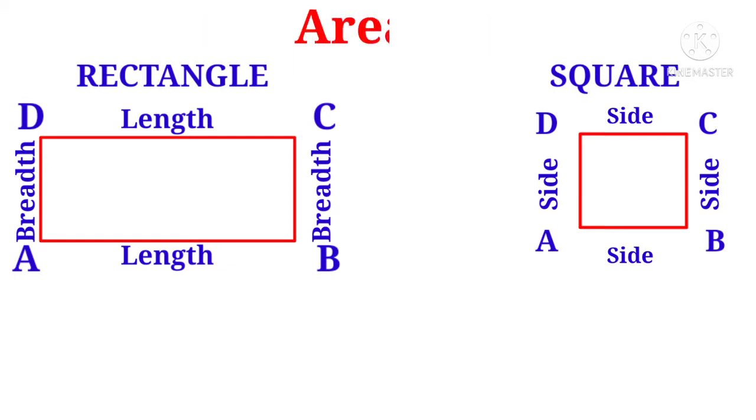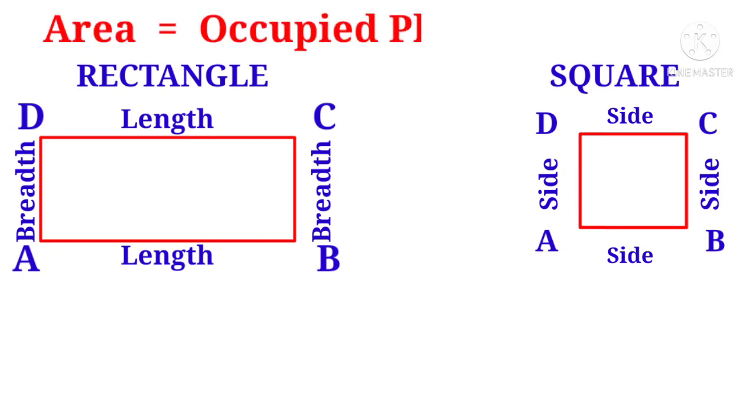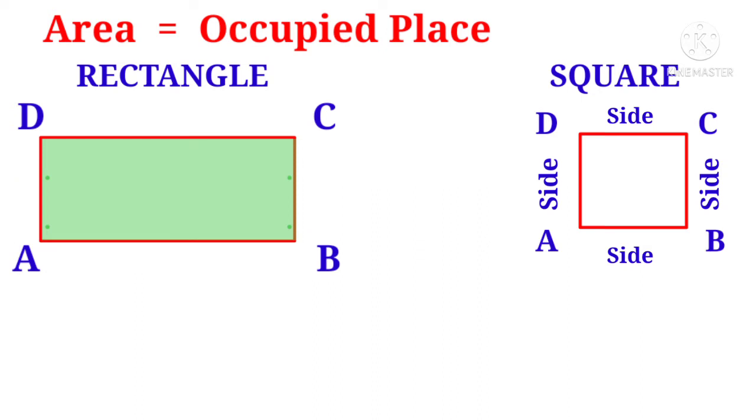Now let us find out the area for the two polygons. Area is nothing but occupied place. Let us observe the green color occupying inside the rectangle. That is the area of the rectangle ABCD. For this, let us take length 4 centimeters, breadth 2 centimeters.